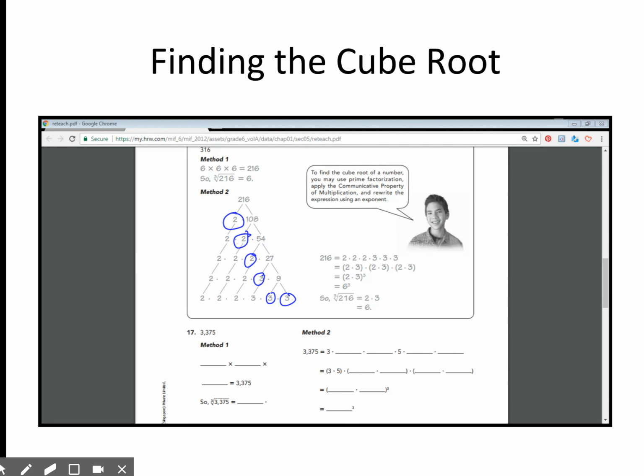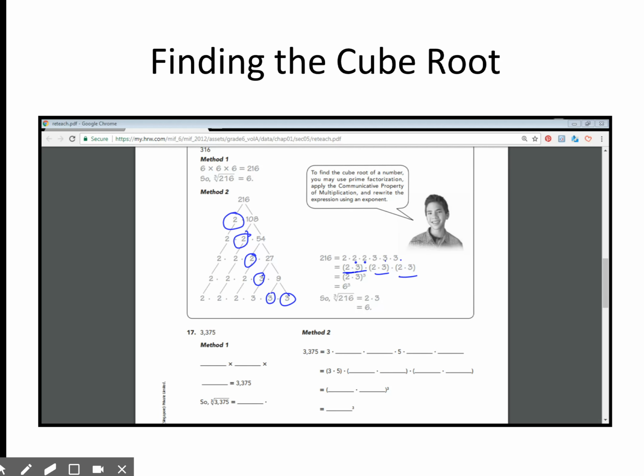And then you write it out as a multiplication problem, 2 times 2 times 2 times 3 times 3 times 3. The only difference in finding the cube root is we're going to have 3 sets of parentheses because it's a number multiplied by itself 3 times, not only 2. So we split that up and we have 2 times 3 in the parentheses each time. So 2 times 3 is 6. So the cube root of 216 is 6.